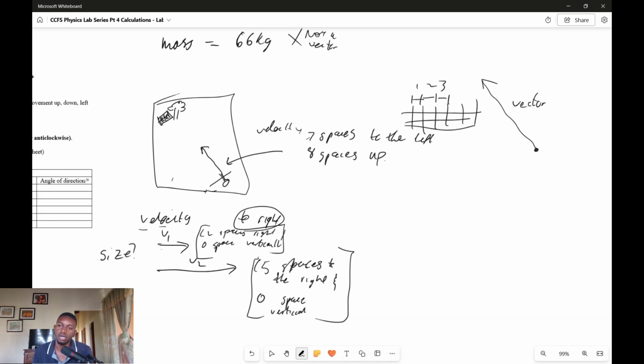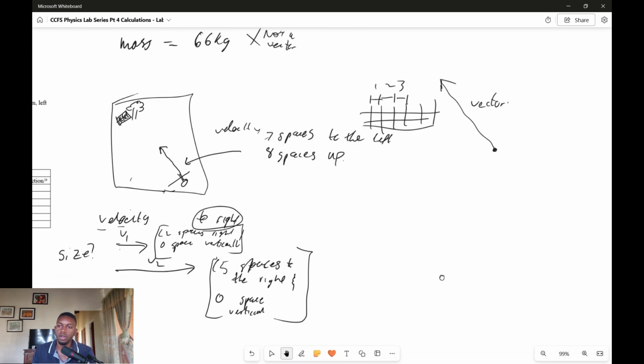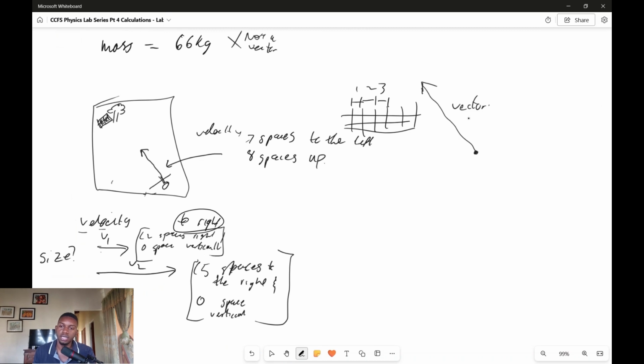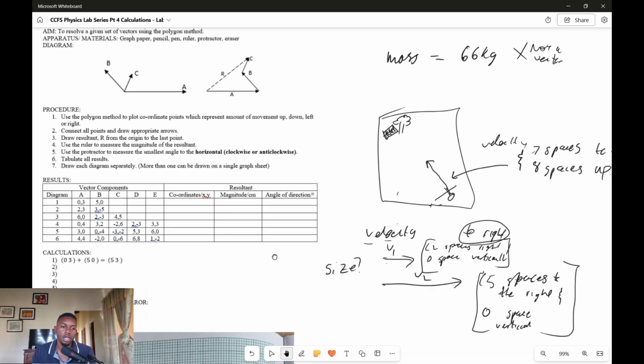So the vector has a start, it has an end, and the end is pointing in the direction of our interest. Okay. So with a vector, we could express the vector as the arrow, or we could express it as 7 spaces. We could express it as spaces to the left, to the right, and spaces up and down. All right. So remember, these are conjoined together.